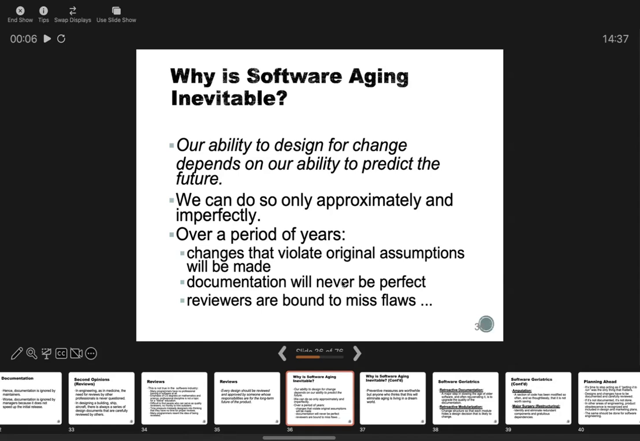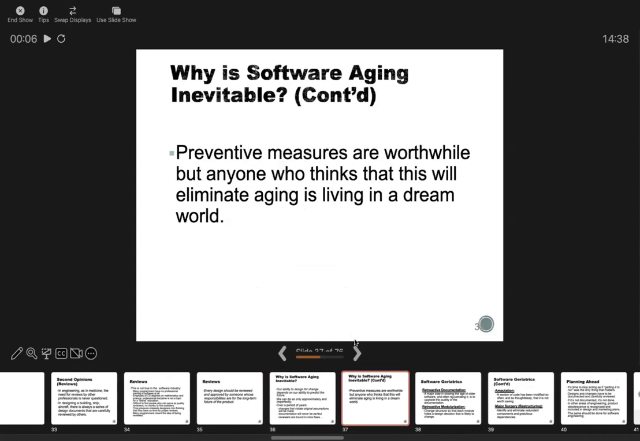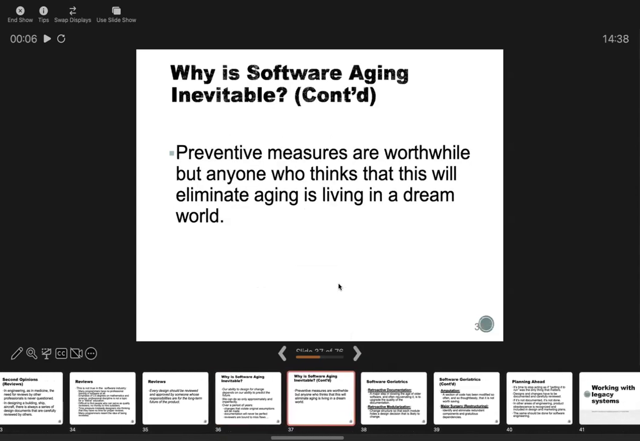Changes that violate the original assumptions can also be made over a period of years. Documentation is never perfect, and reviews are bound to miss flaws. Sometimes reviews are not done. So preventive measures are worthwhile, but anyone who thinks that we can eliminate aging, this is not practical.